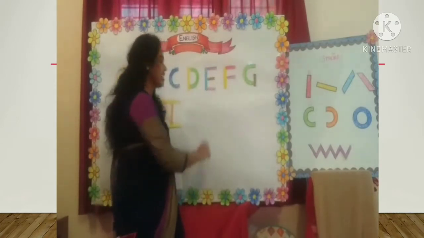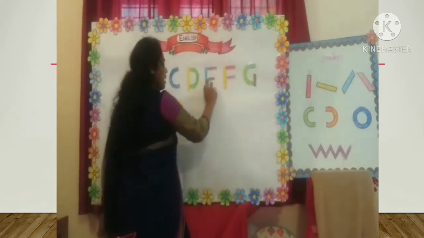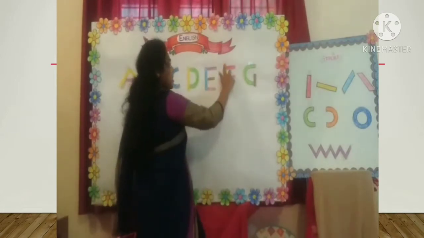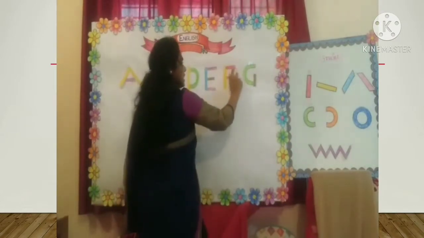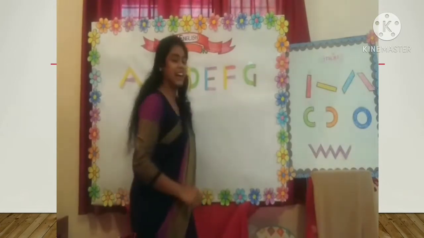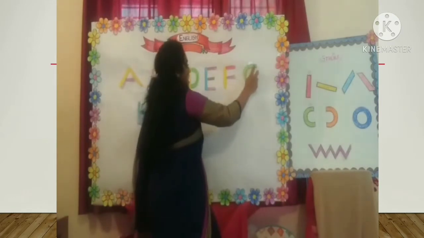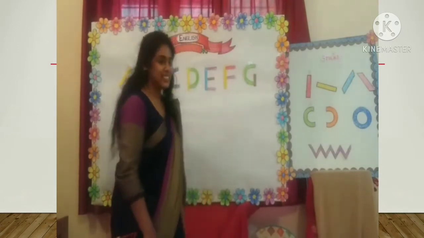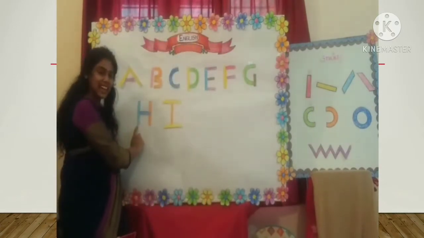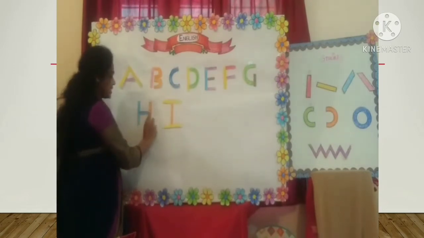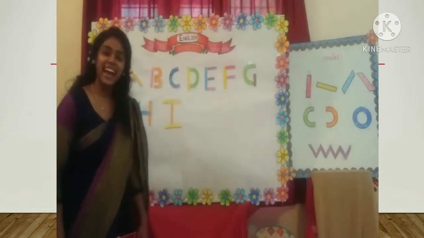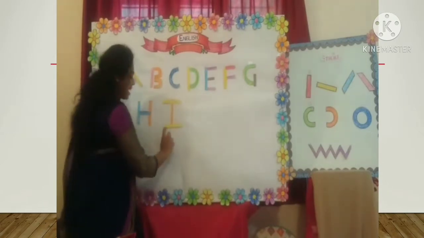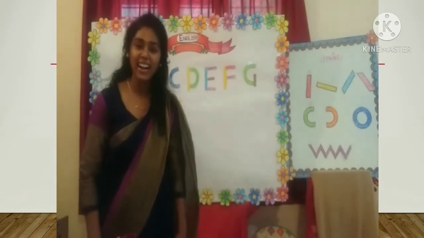One standing line, one sleeping line, and one more sleeping line, and another sleeping line makes letter E. One standing line, one sleeping line, and one sleeping line makes letter F. And one right curve and one standing line makes letter G. And standing line, and sleeping line, and standing line makes letter H. One sleeping line and one standing line and one sleeping line makes letter I.